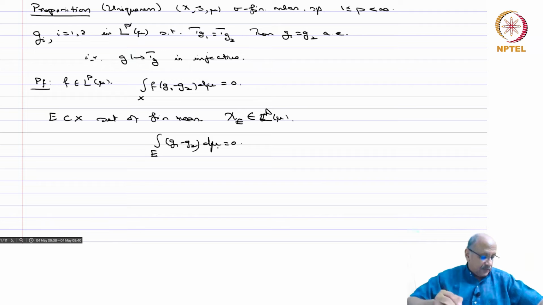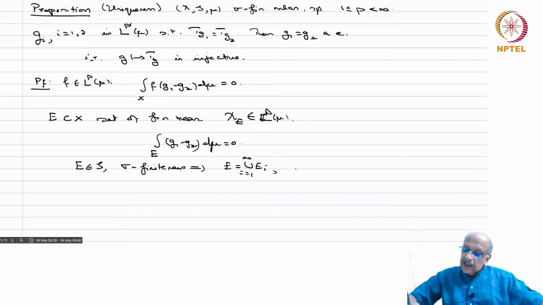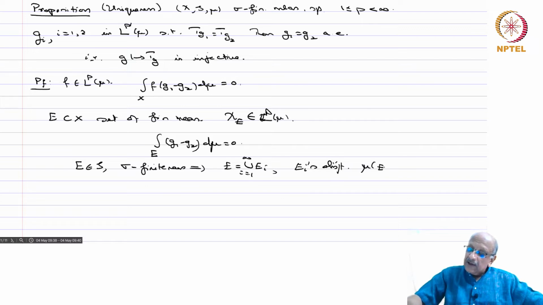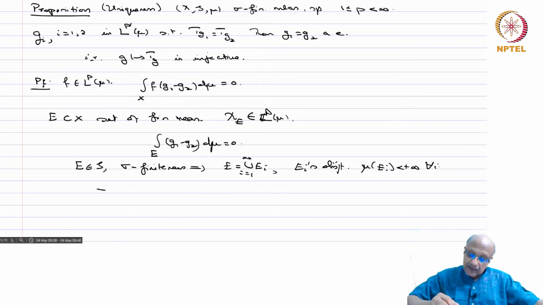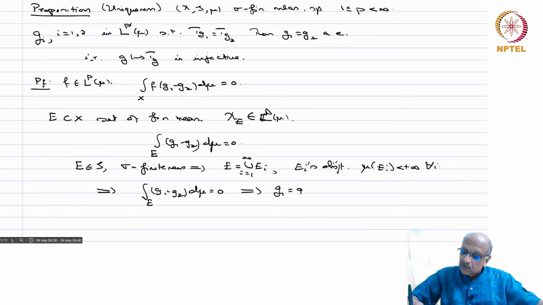equals 0. Now, if E is in S, because of sigma finiteness, E equals the union of E_i, i equals 1 to infinity, the E_i are disjoint, and mu of E_i is finite for all i. Then this implies that the integral over E of g_1 minus g_2 d mu equals 0, because you can apply it for each E_i and then add them all up, and therefore this implies that g_1 equals g_2 almost everywhere.